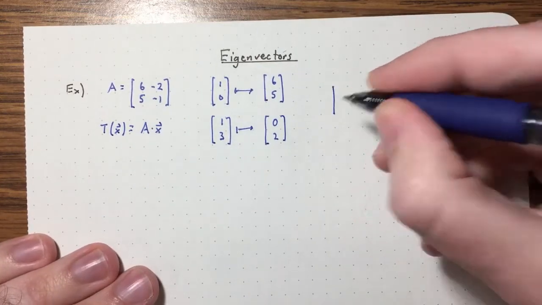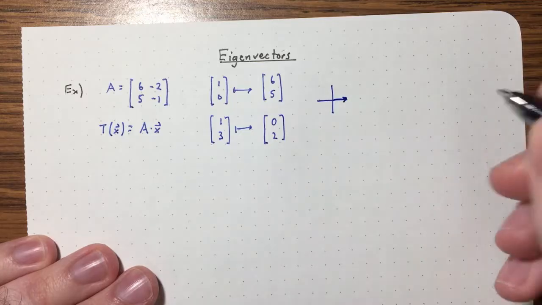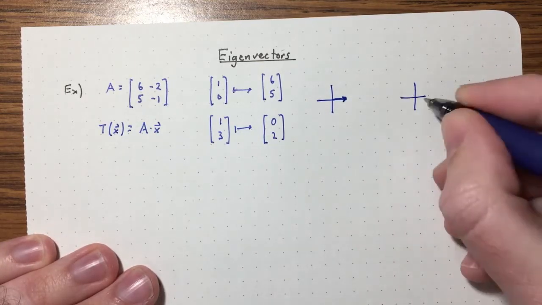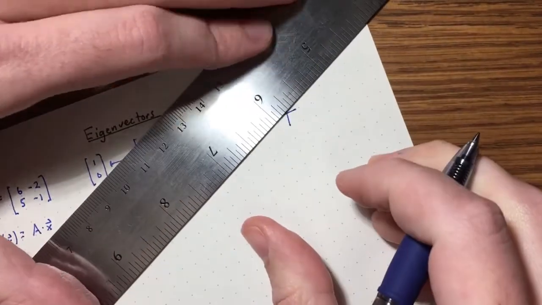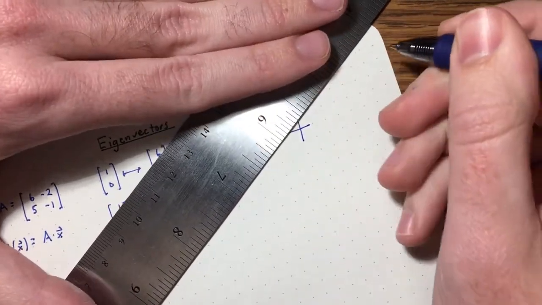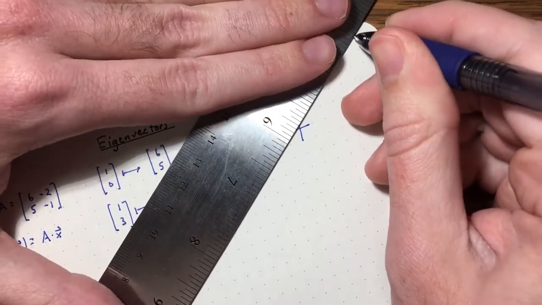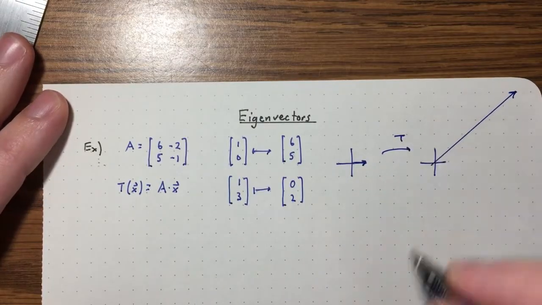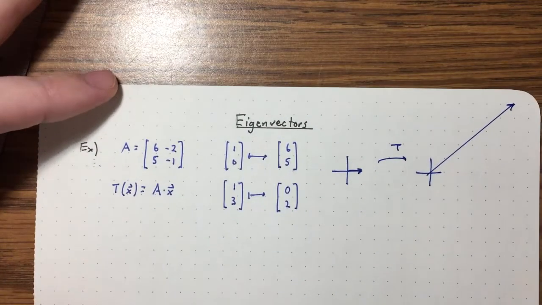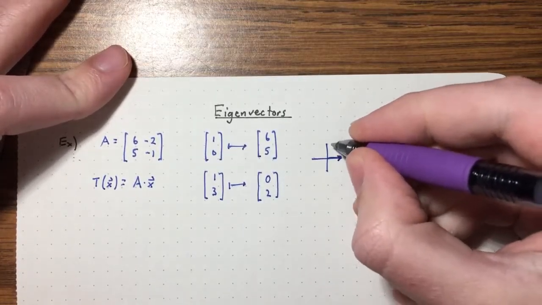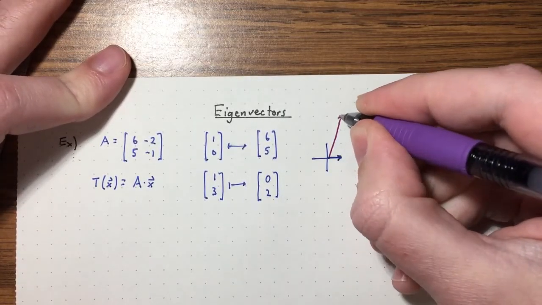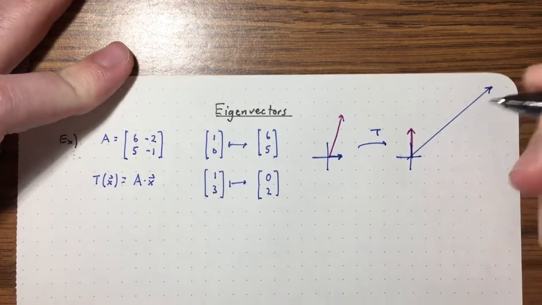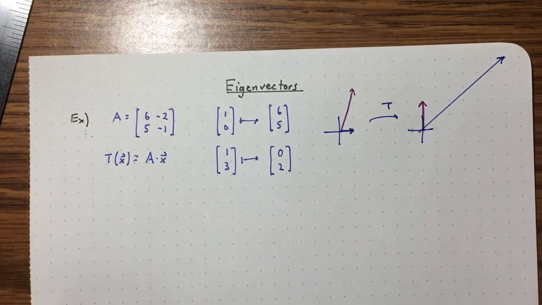So, for example, we have 1, 0 that's getting sent to 6, 5. What's it going to look like? It's going to go way up here. So this is what T does to 1, 0. Let's do another color for 1, 3. So 1, 3, that's this vector here. That's going to get sent to 0, 2. Okay, I mean, it looks kind of random, right?